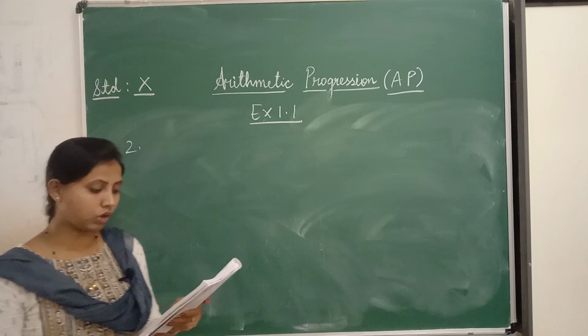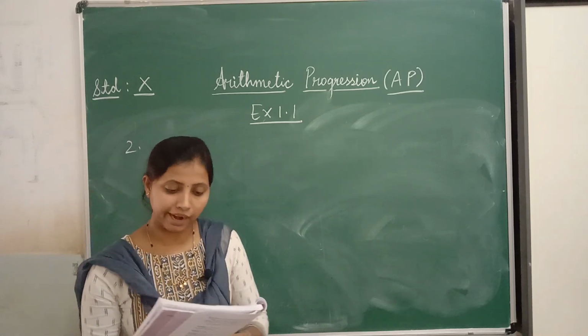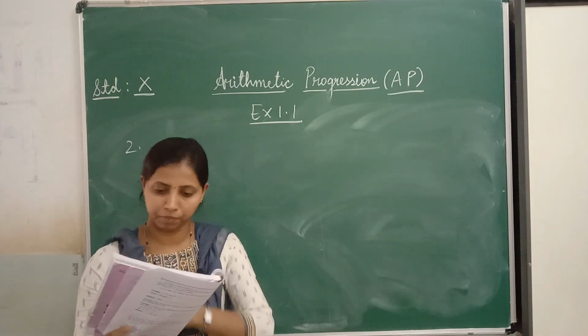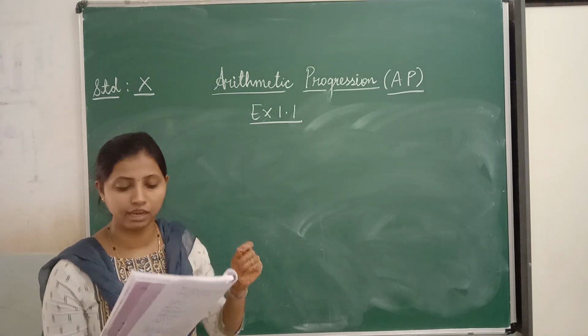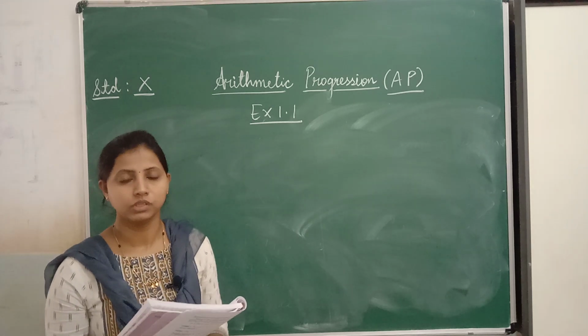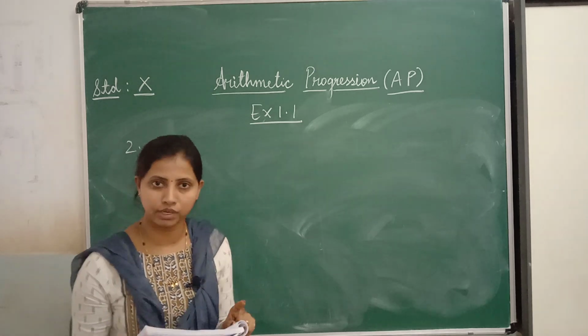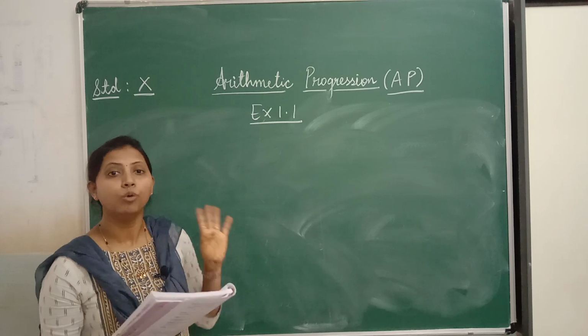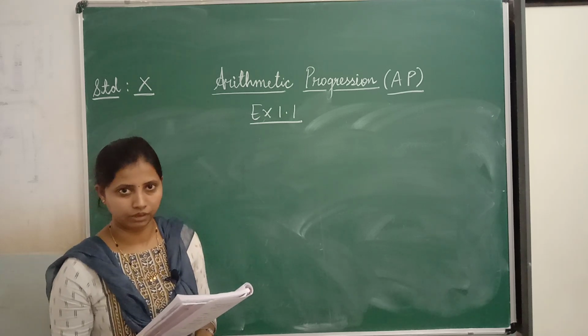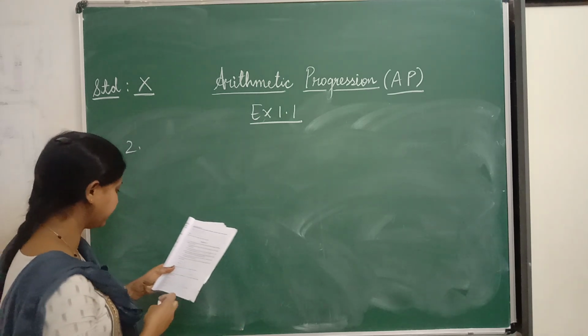The second main question of the exercise is: write the first 4 terms of an AP when the first term A and the common difference D are given as follows. So in the second main question they have given you the first term and the common difference. You have to find the 4 terms of an AP. Now I will show you one example.